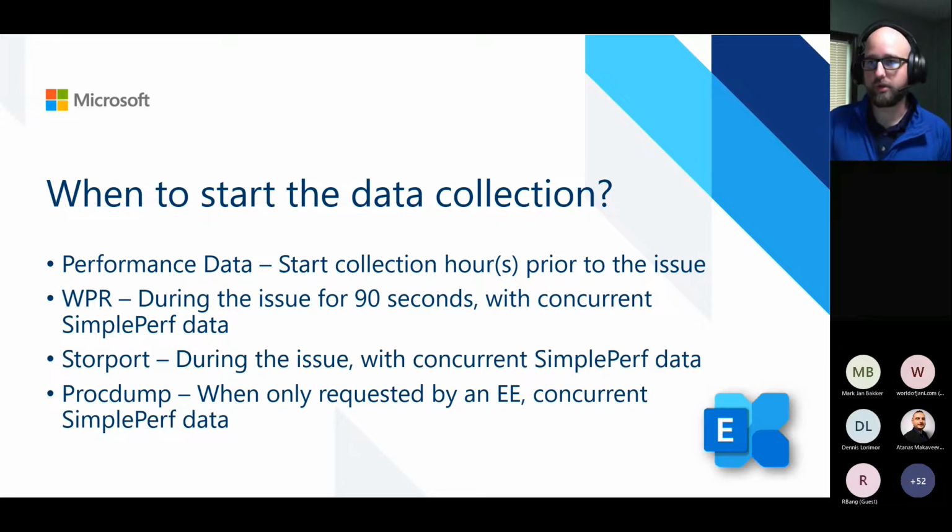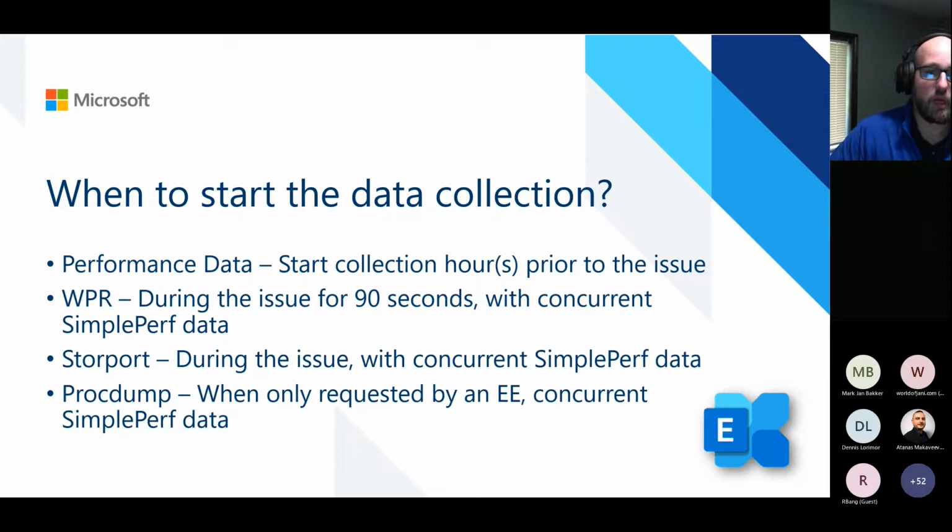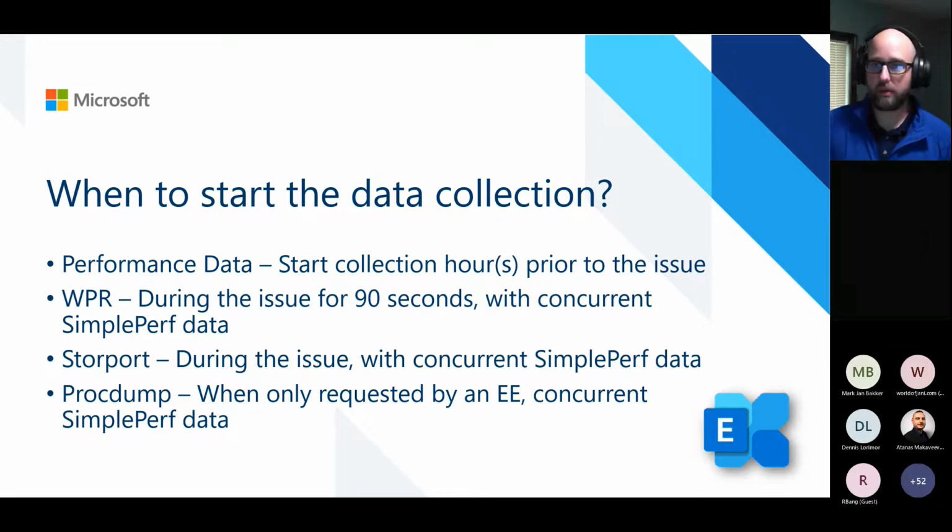And the reason why we want it prior to the issue goes back to understanding what is happening first, because you can have so many side symptoms because of that first causality. With WPR, you typically want to collect it during the issue for 90 seconds with a concurrent SimplePerf or some type of performance data being collected. The reason for that is to understand exactly when that WPR was started, when it stopped, and what was the overall health of that server.